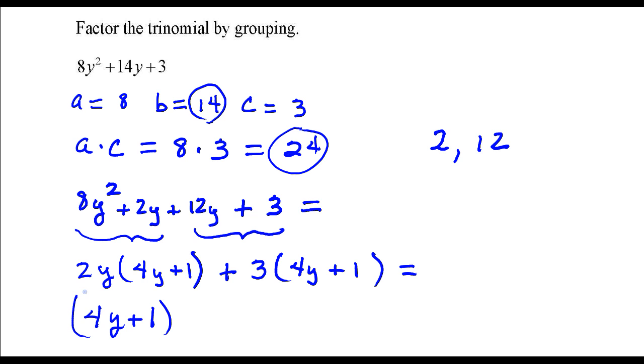So if I factor 4y plus 1 out of this part, what is left is just this 2y. If I factor it out of this last part, what is left is positive 3. And that's the complete factorization of this trinomial.